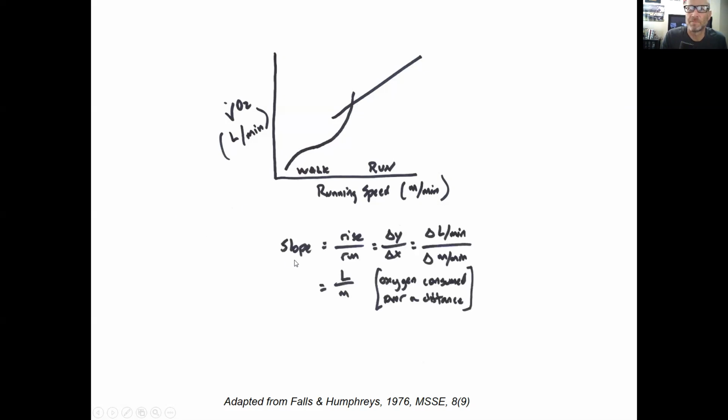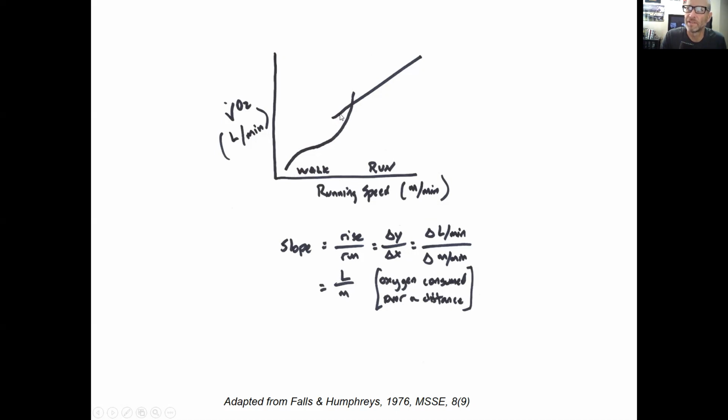So let's just look at the math behind energetic cost of locomotion. Slope is rise over run, change in y-axis over change in x-axis. That's the change in liters per minute over the change in meters per minute. It's just following our math. If we do our algebra, that actually cancels out to liters per minute over meters per minute, which is oxygen consumed over a distance. That's energetic cost of locomotion. So the slope of the VO2, the rate of oxygen consumption versus speed plot, is energetic cost of locomotion.